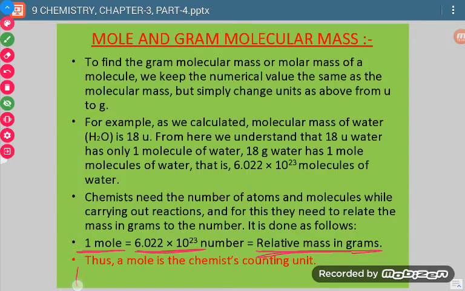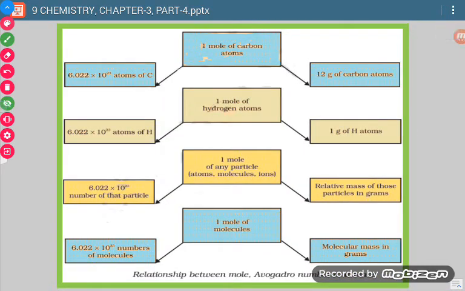So if I talk about 1 mole of carbon, then there are 6.022 × 10^23 atoms of carbon, and in terms of weight, it is equal to the gram atomic mass of carbon. It means it is 12 gram. Now this is the diagram which shows how these two things are related. When we take 1 mole of carbon atoms, it means 6.022 × 10^23 atoms of carbon or 12 gram of carbon.